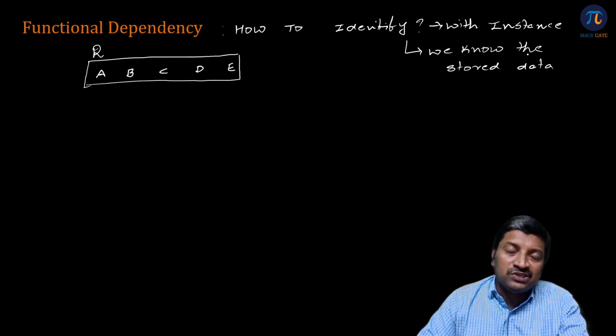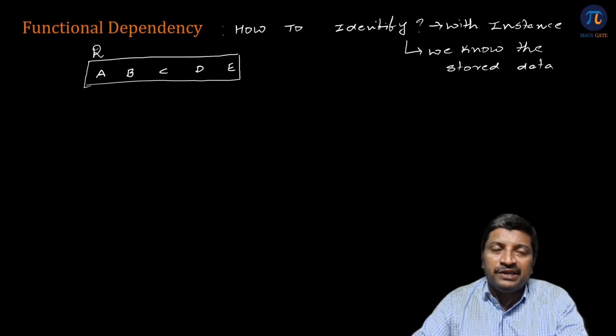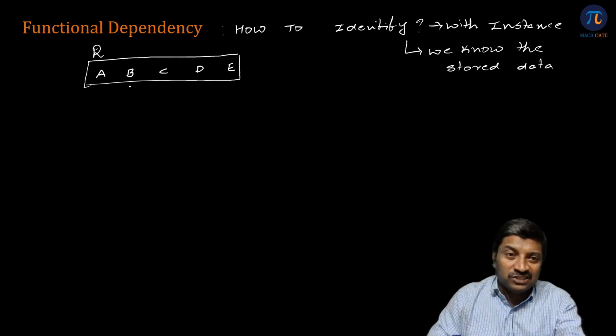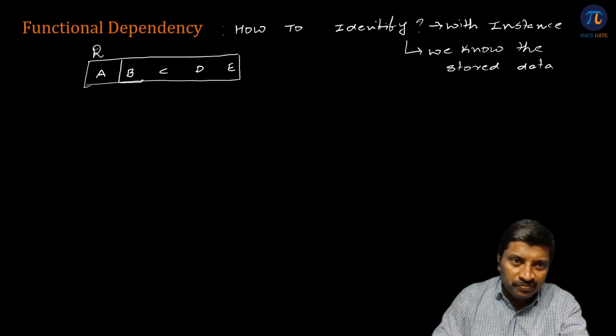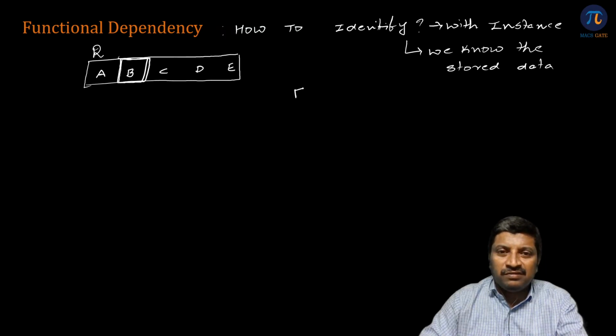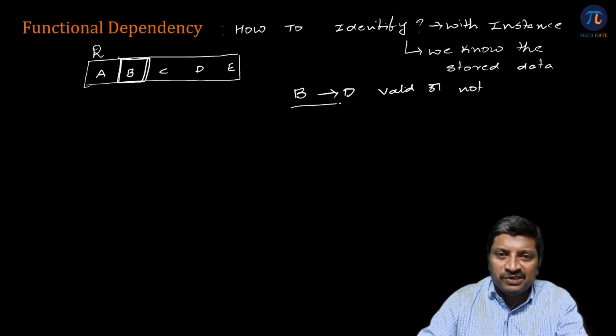Because in this example I don't know what is the meaning of A, what is the meaning of B, and similarly about the remaining attributes. Now the question is how to identify the functional dependencies. Suppose let us concentrate on the column B, and I want to verify whether B goes to D is valid or not.